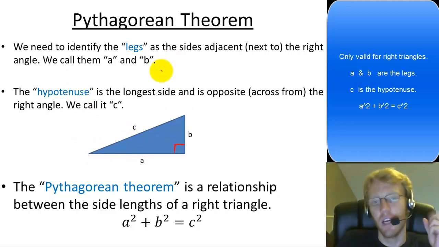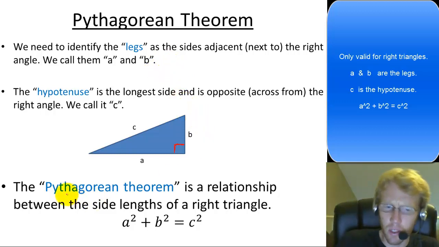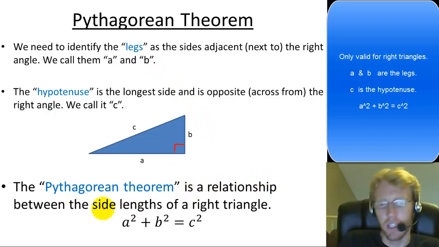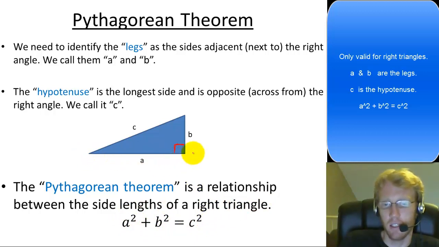You need to identify the two legs and the hypotenuse, and it's important to get them right because otherwise you'll get your formula mixed up. The Pythagorean theorem is a relationship between the side lengths of the right triangle: A squared plus B squared equals C squared. So you take the length of the first leg and the length of the second leg and plug them in. You square the first, you square the second, you add them together, and that will equal the length of the hypotenuse squared.